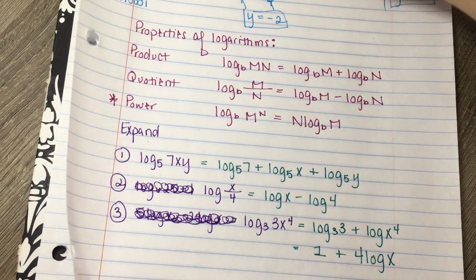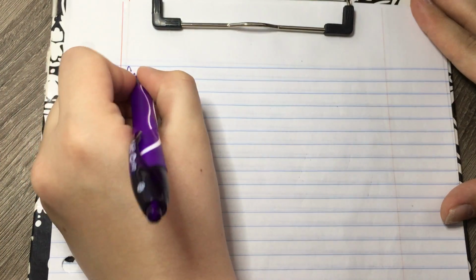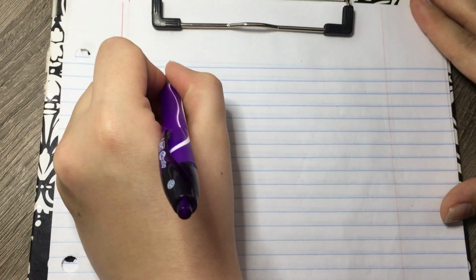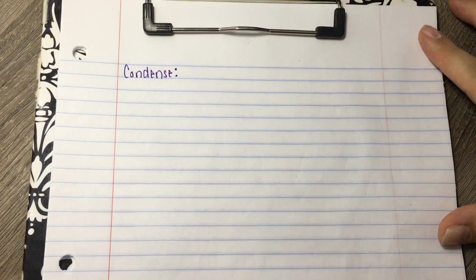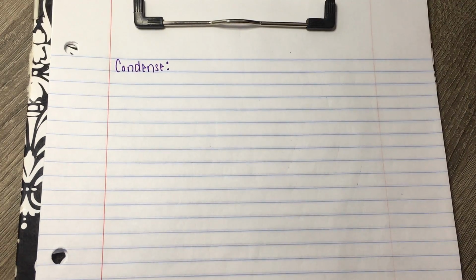All right, after you see some expanding, the next thing that we can do with our properties is condense. Sometimes the directions for condense are written a little different. Sometimes people say collapse, or they say write as a single logarithm, which means you have to condense everything to 1 log, but they all mean the same thing.